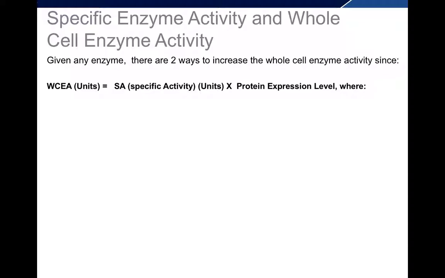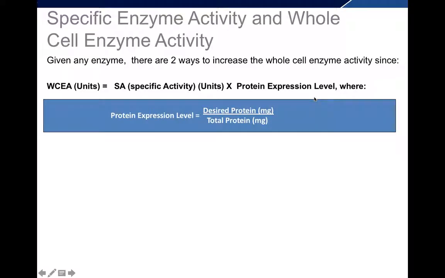So there are 2 ways to increase the whole cell enzyme activity, right? So the whole cell enzyme activity, if we oversimplify the problem of specific rate, dictates how good each cell is, right? So it dictates the specific productivity of each cell. So how do we change that, right? When we talked about it, we can change the volumetric productivity by changing the number of cells or how good each cell is. The whole cell enzyme activity is kind of how good each cell is. And that's a function of the specific activity, how good each protein is, times the protein expression level, right? Where the protein expression level is the desired protein or target enzyme of interest divided by the total protein.